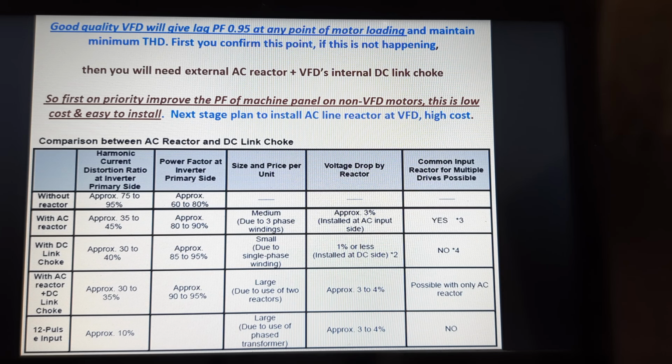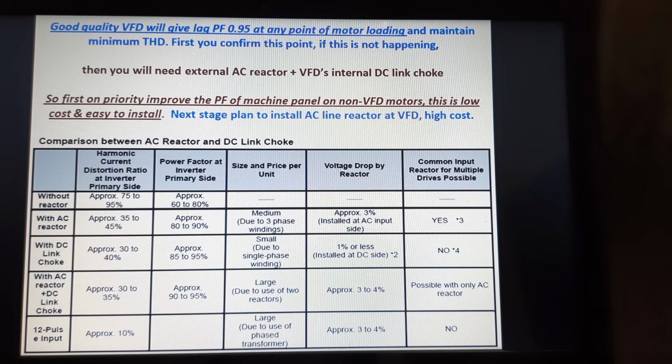You can see the comparison table of AC reactor and DC link choke. Without a reactor, there is almost 90% THD from the VFD. With an AC reactor and DC link choke, you can see it drops from 90% to almost 30%. This is what we wanted you to confirm from your VFD end.